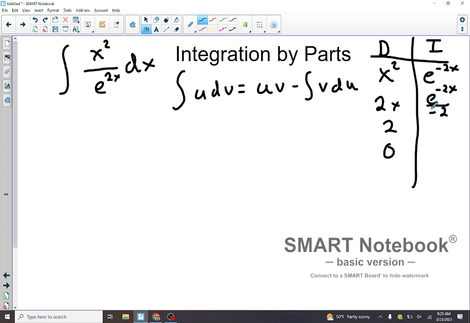We're going to do it again. Now we're at this point, though. So e to the negative 2x divided by 4. 2x, my bad. And then one more time: e to the negative 2x over negative 8.